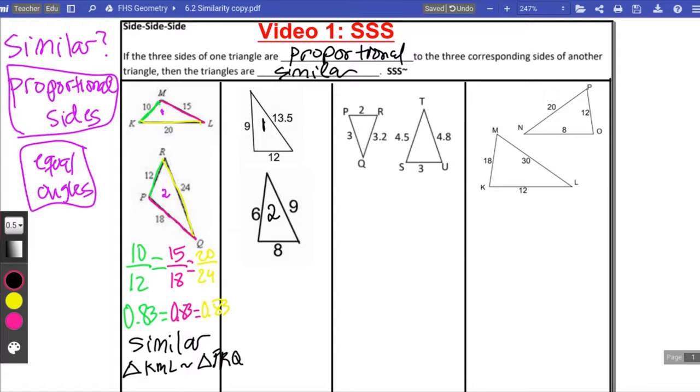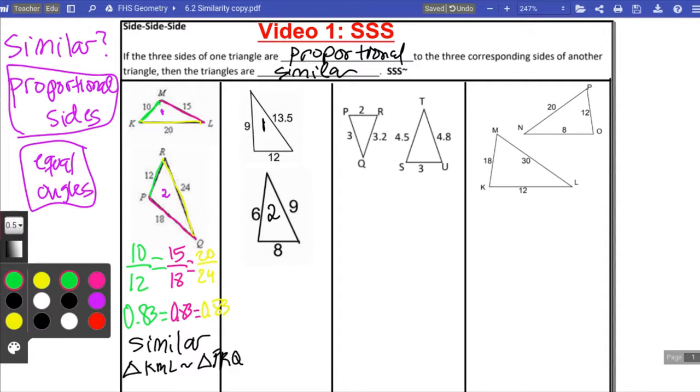Let's set them up. So I started with the green for the smaller side. On triangle 1, what's the smallest side? It is this one right here. Then I'm going to do 9 right here over the smallest side, 6, equals.